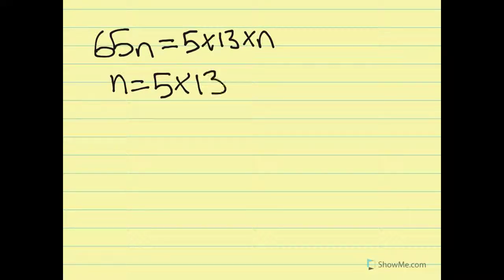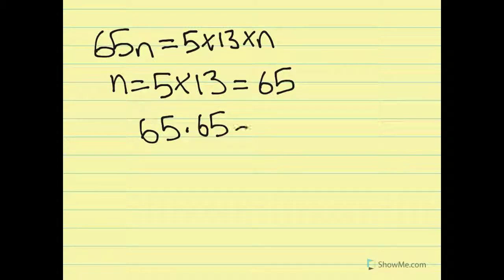So n is equal to 5 times 13, and that's all we need. So n is equal to 65. And if we look at that, our number 65n, it's 65 times 65, which is 65 squared. And that indeed is a perfect square. So our answer is 65.